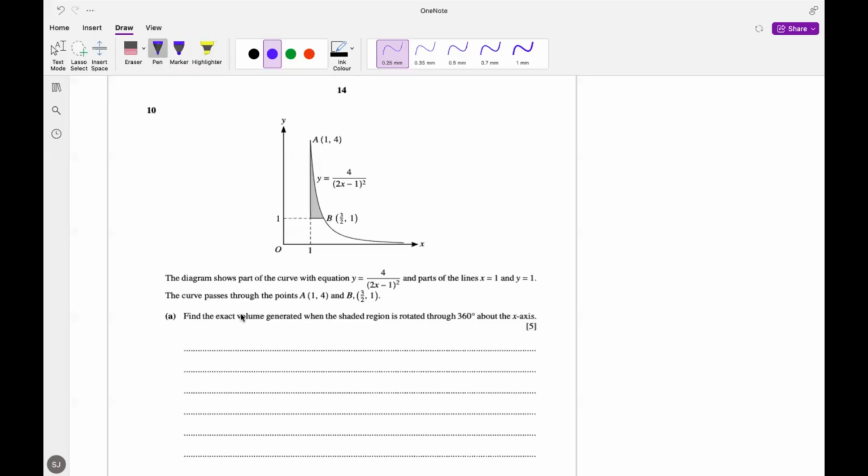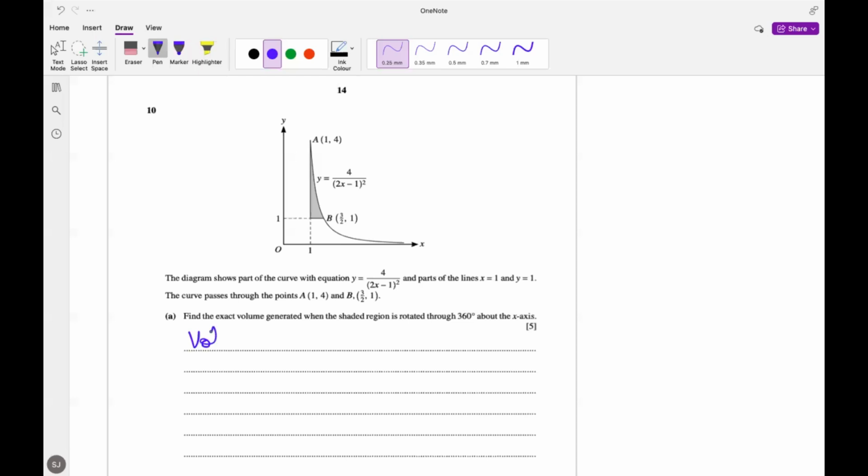In question 10, we have a diagram that shows part of the curve with the equation y equals 4 upon (2x minus 1) whole squared, and the lines x equals 1 and y equals 1. The curve passes through the points A and B. We have to find the exact volume generated when the shaded region is rotated through 360 degrees about the x-axis.